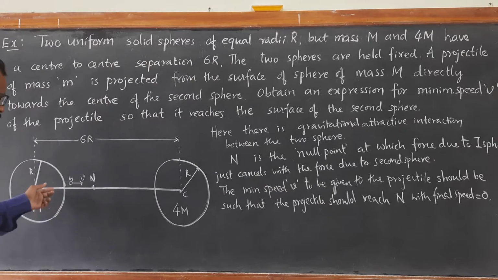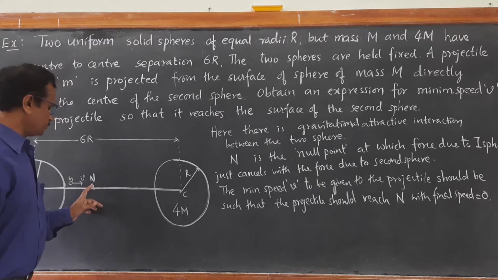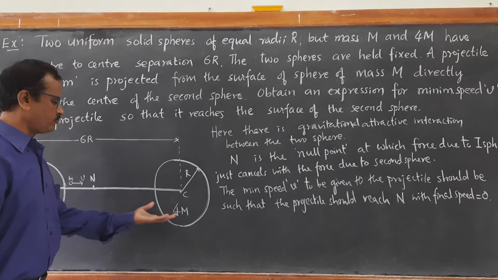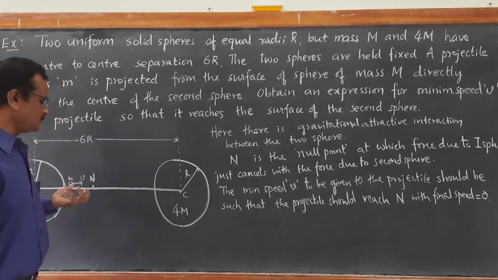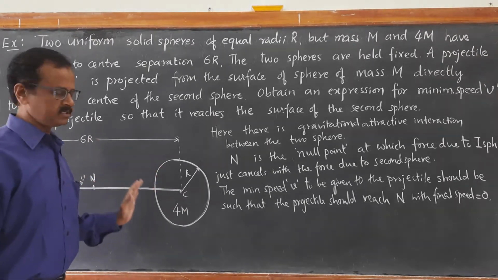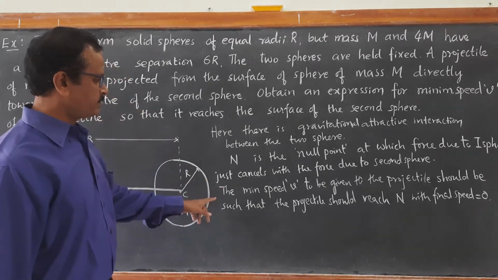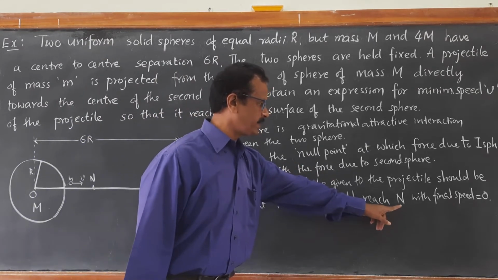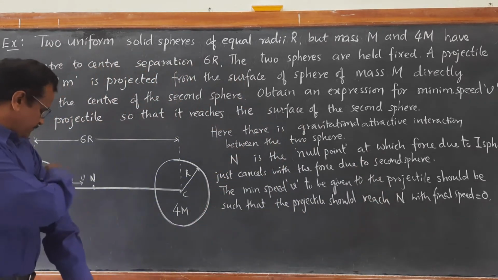With that in mind, we have to send the projectile so that once it reaches here, with just a little more velocity, if it moves, the second sphere of 4m mass, having greater pull than the first sphere, will be able to attract that projectile towards the surface, towards the center of the second sphere. That is the purpose. The minimum speed to be given to the projectile should be such that the projectile reaches null point N with final speed 0. Now let us first calculate null point N.